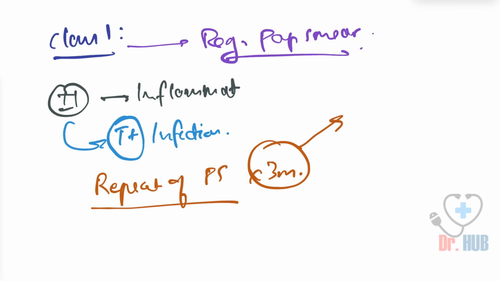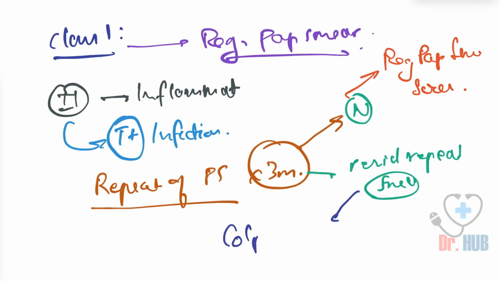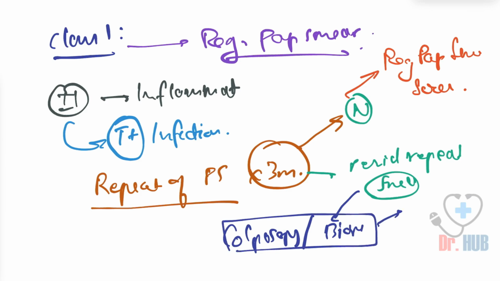And so there are two outcomes of this. Either it can be normal or there can be a persistent repeat smear. In terms of normal, that is the regular pap smear screening. And in terms of the persistent repeat smear, we do the colposcopy as well as the biopsy. Under this, we again treat as LSIL or HSIL.